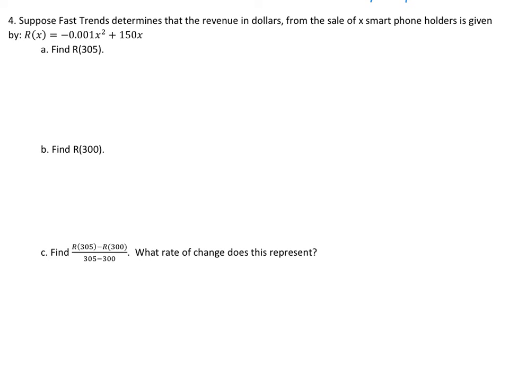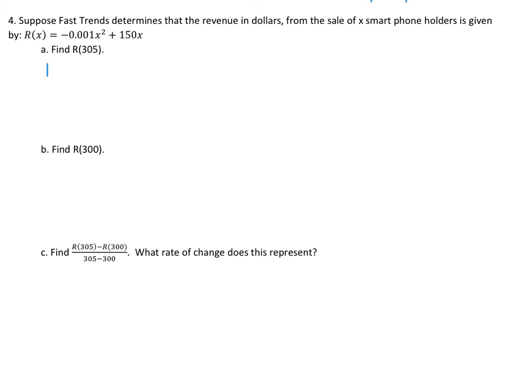So in this problem, we're going to suppose that Fast Trends determines that the revenue in dollars from the sale of x smartphone holders is given by R of x is equal to negative 0.001 x squared plus 150x. We want to find R of 305. So what we're trying to find here is what is the revenue in dollars from the sale of 305 smartphone holders.